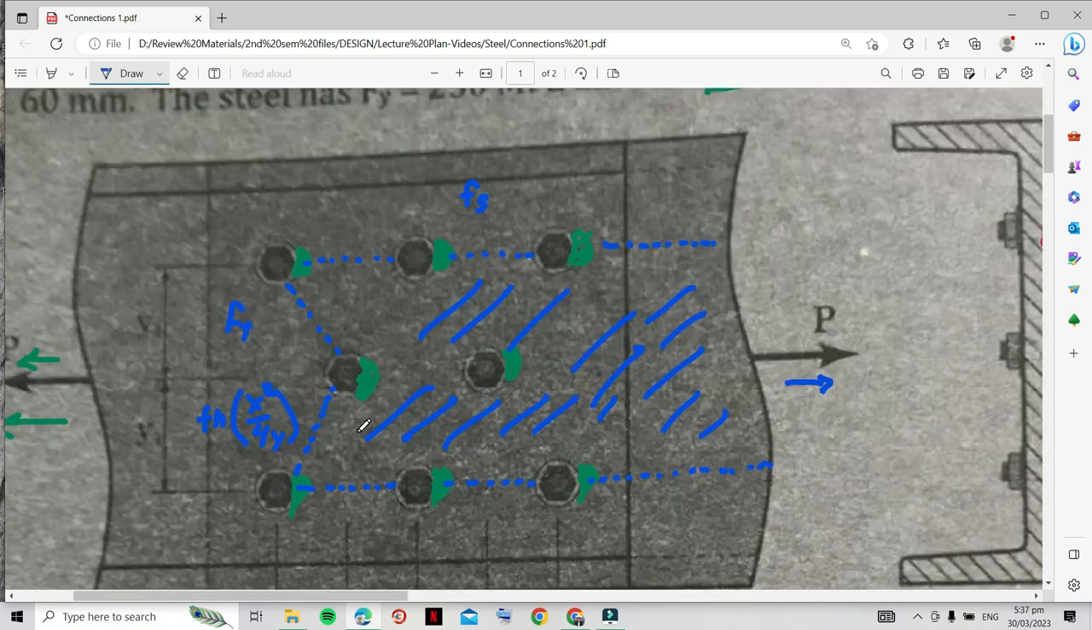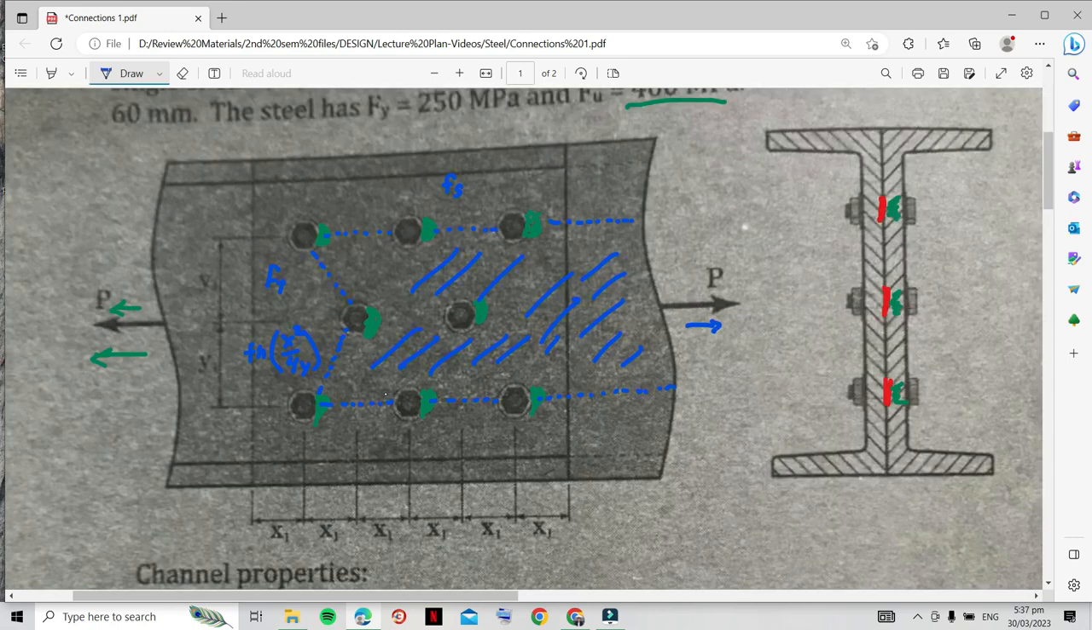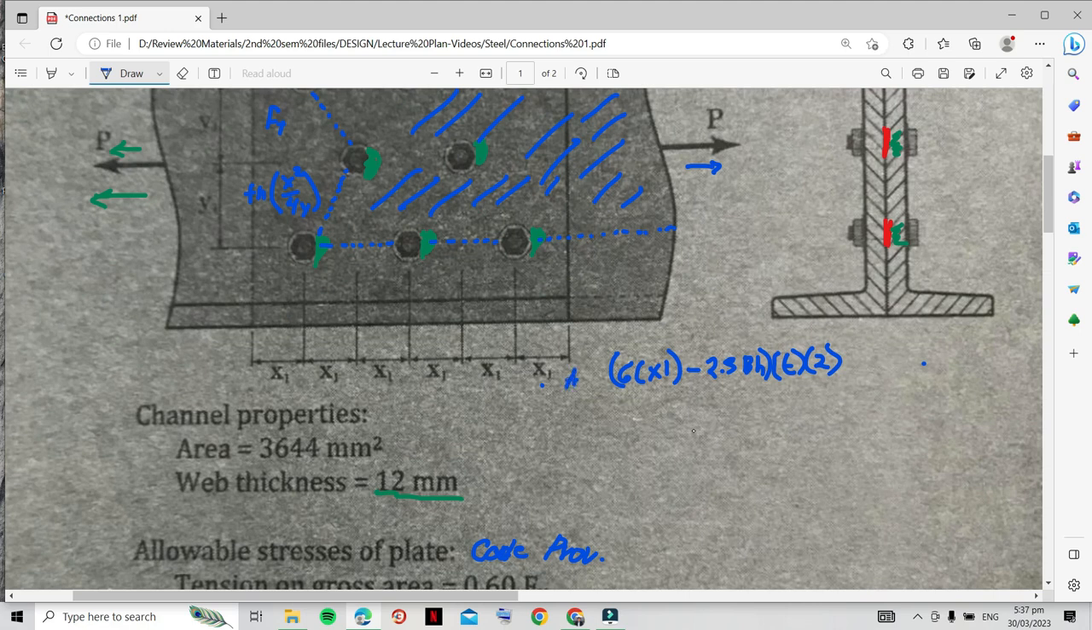Okay, so the area of the shearing is here, the horizontal plane. So you just need to add x1, x1, x1, x1, x1. So 6 times x1 minus the bolt holes. This is one bolt hole, this is another bolt hole, and this is only one half of a bolt hole. So you can say 2.5 bolt holes. That's the length. Now you multiply it by the thickness, and you multiply it by 2 because you have 2, 1 and 2. Okay, so that's the area of shear.